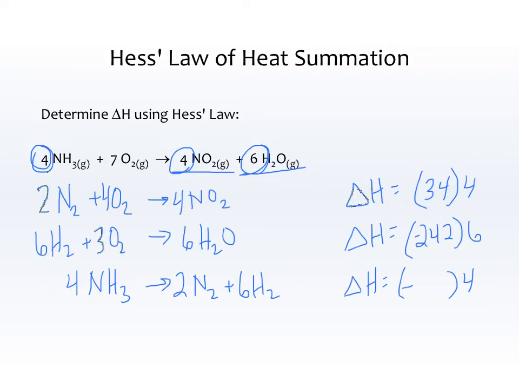So find ammonia. Make sure you're looking for NH3 gas. It's in the nitrogen section. It's negative 46. So since it's negative 46 and I have to negate that, this is going to be positive 46.